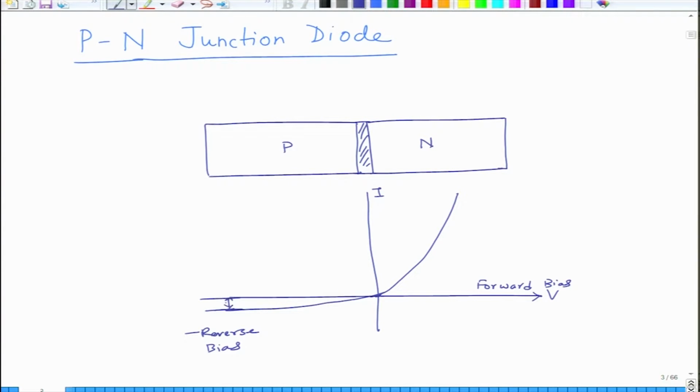So, this is the reverse current I naught, which is very small in magnitude, and so you can use it as a switch. In this condition, if you use the diode as a switch, this is the on condition and this is the off condition. Now, this is under dark, or when it does not work as a solar cell.